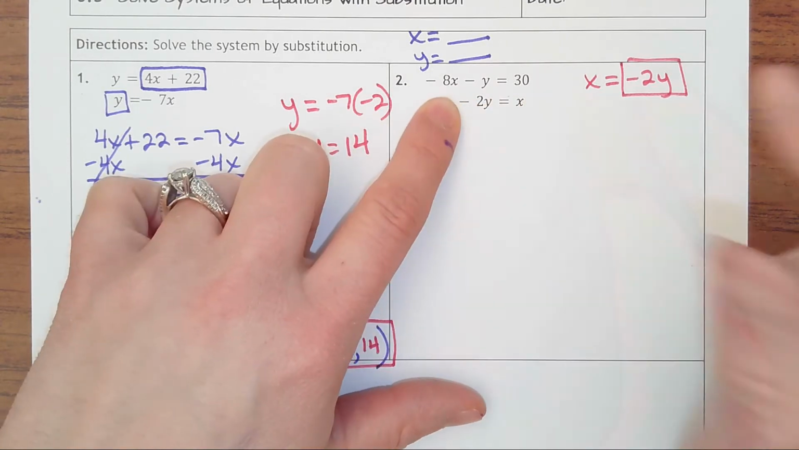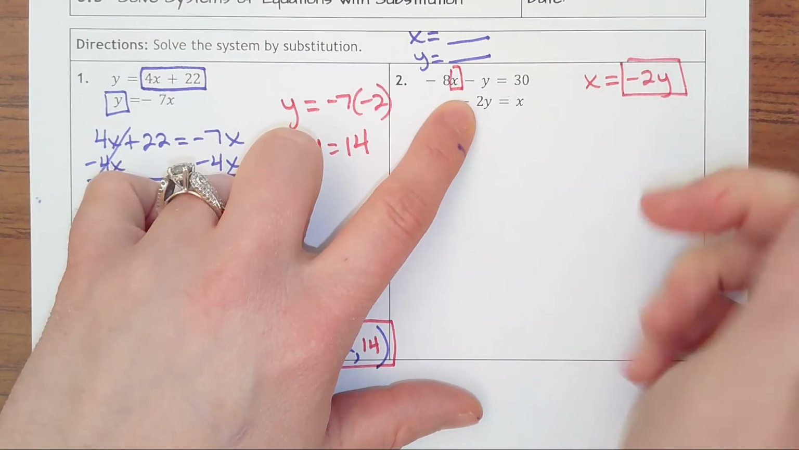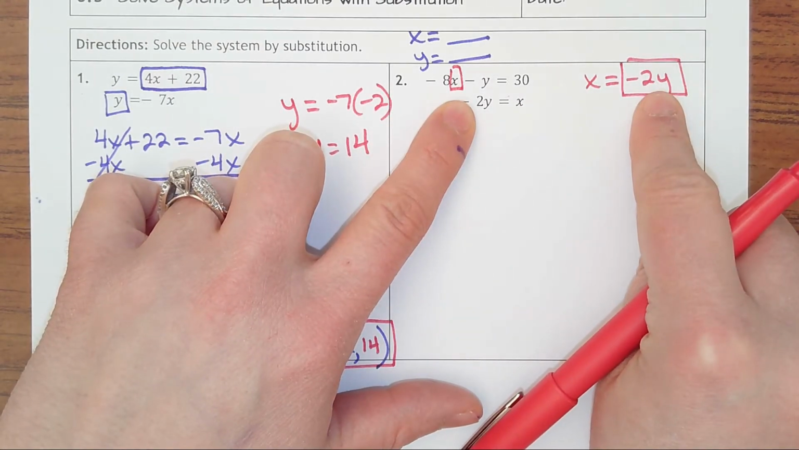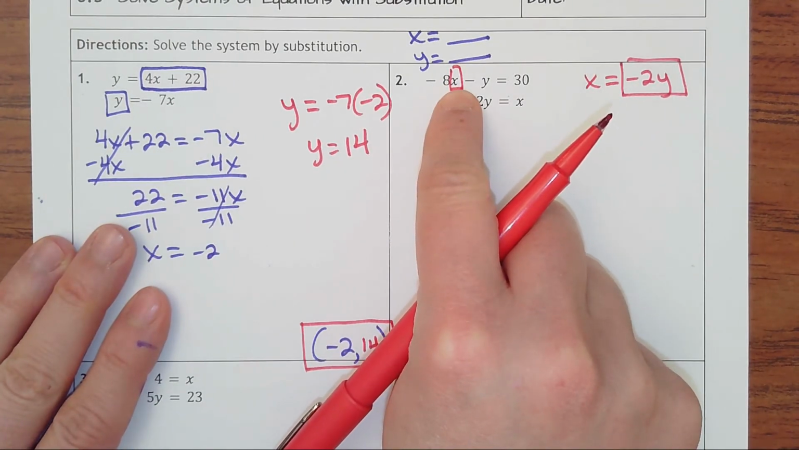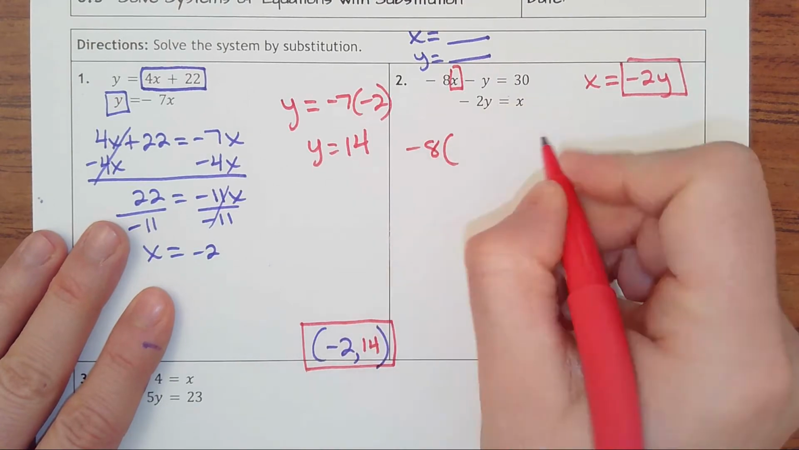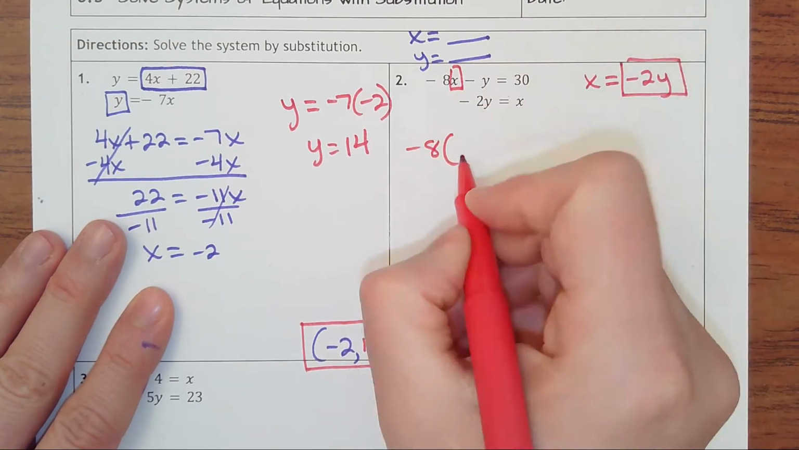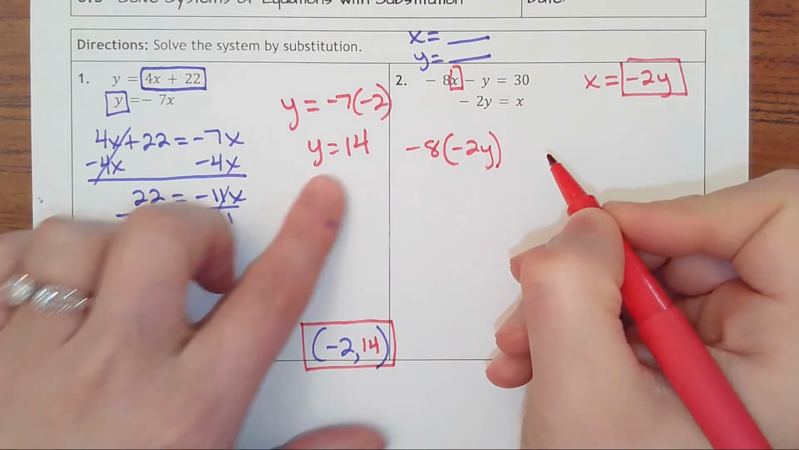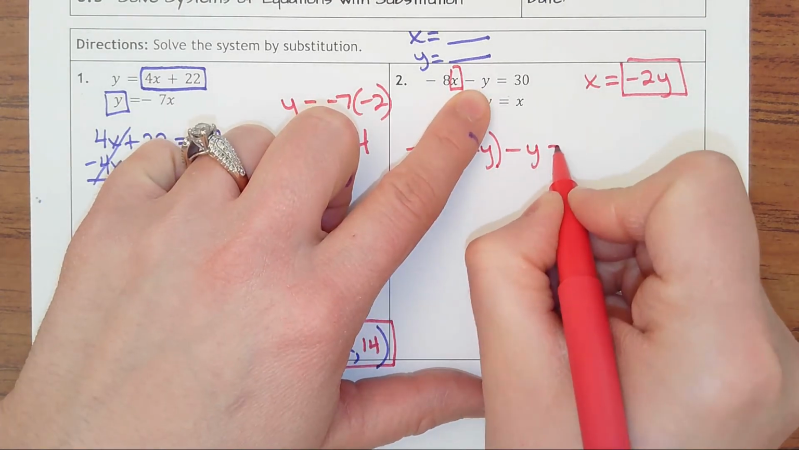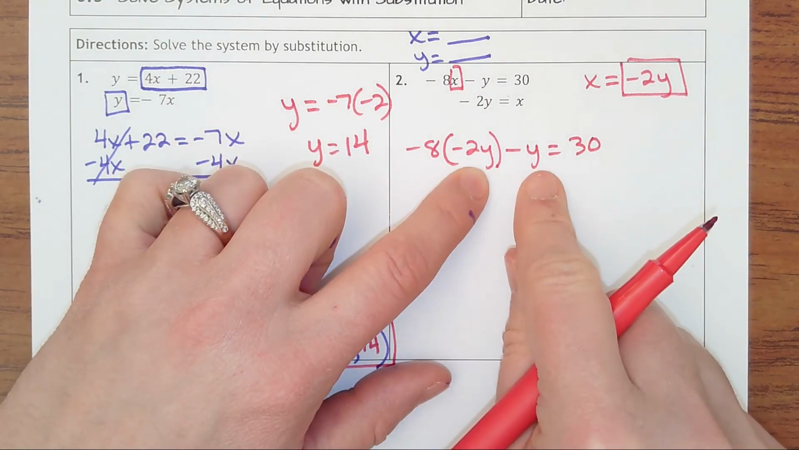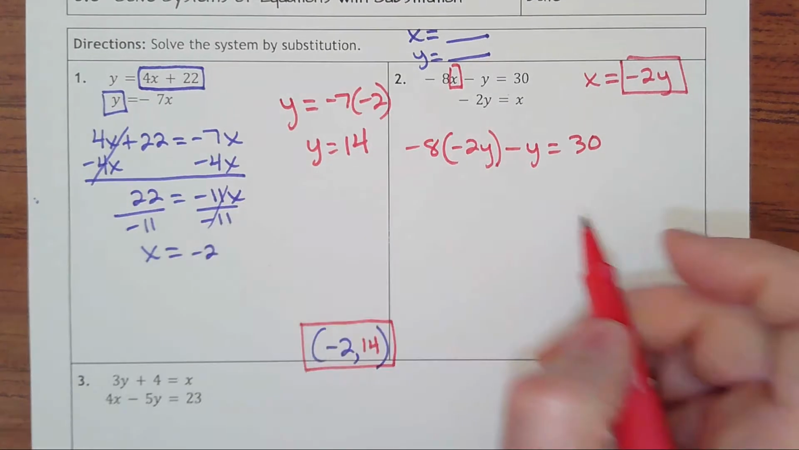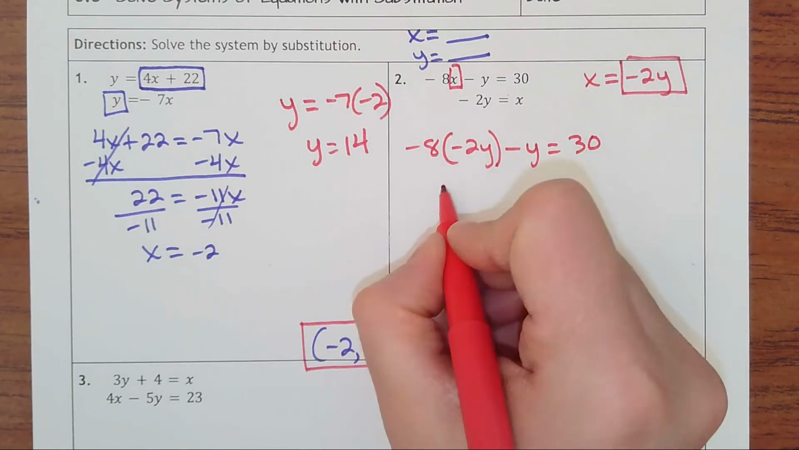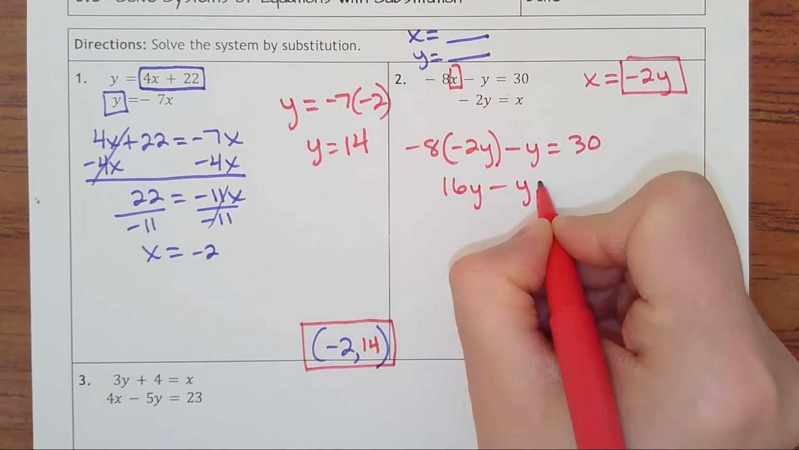So in this other equation, when I see x, I can take it out and put its substitute in of negative 2y. So this would say negative 8 times something. So it'd be negative 8 times my replacement of negative 2y. Close it up. And then I continue writing minus y equals 30. You should only have just y or just x in it now. You can't solve an equation with x and y in it. So negative 8 times negative 2y would be 16y minus y equals 30.